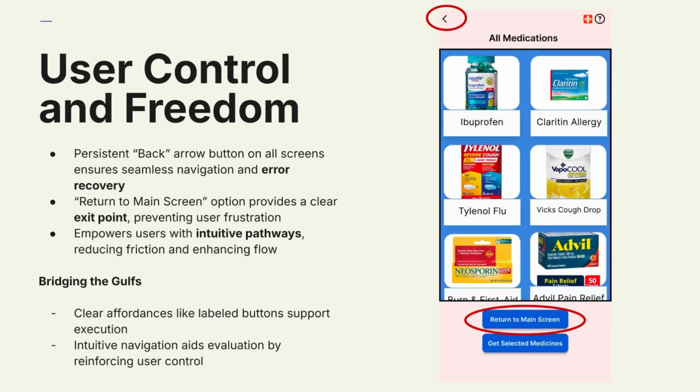The first one is user control and freedom. Persistent back arrow buttons on all screens ensure seamless navigation and error recovery. The return to main screen option provides a clear exit point, preventing user frustration. It also empowers users with intuitive pathways, reducing friction and enhancing flow. Clear affordances like labeled buttons support the goal of execution, and intuitive navigation aids evaluation by reinforcing user control.